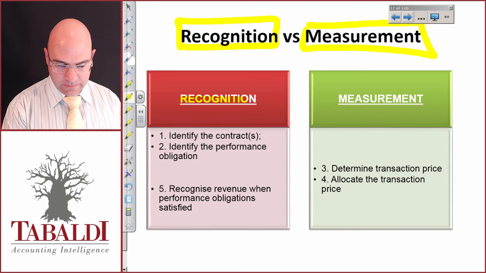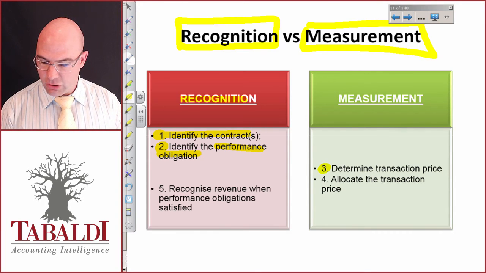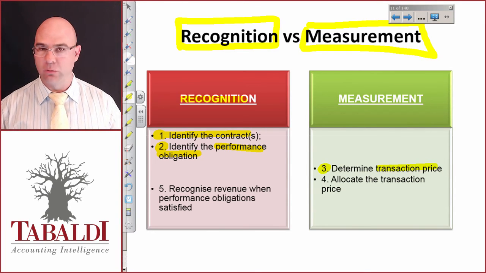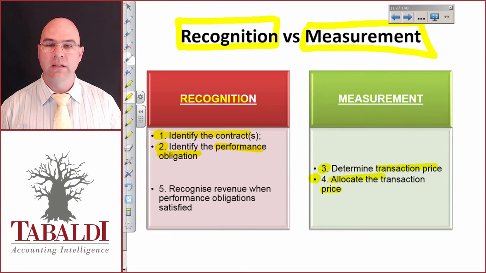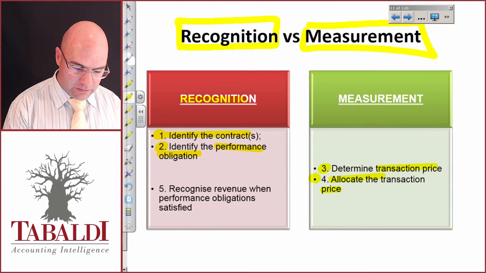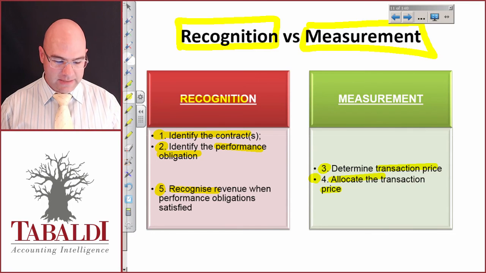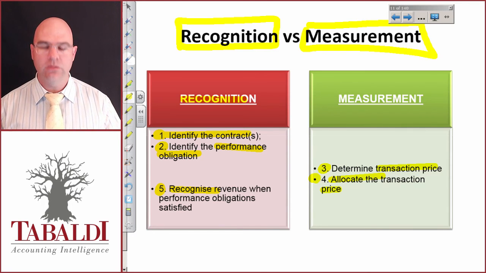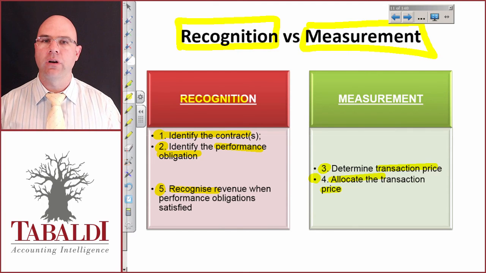So recognition, step 1, identify the contract, that's about recognition. Step 2, identify the performance obligation, that's about recognition. Step 3, determining the transaction price, that's all about measurement, ladies and gentlemen, as well as the allocation of that transaction price is about measurement. Then the final step, recognizing revenue when performance obligations are satisfied, again, back to recognition. Please learn these 5 steps as a good base for what we are going to work through next.